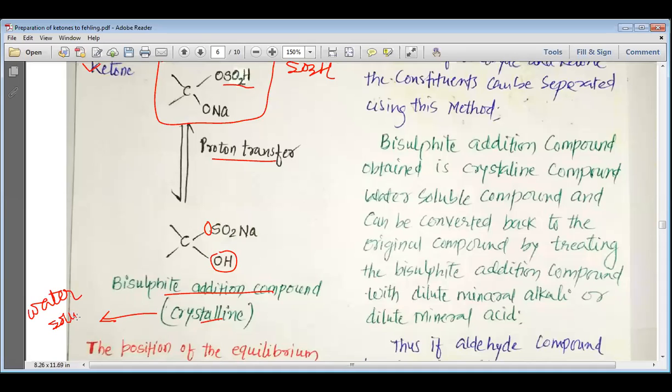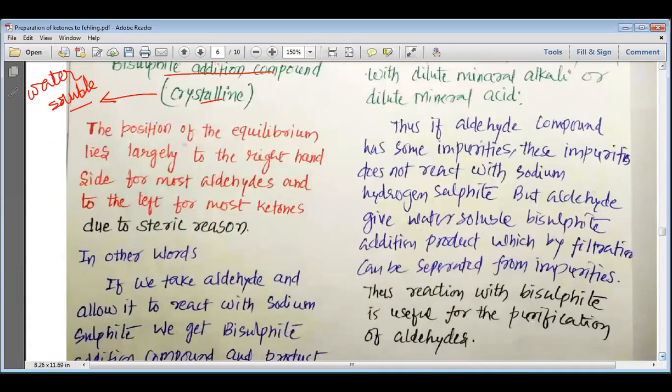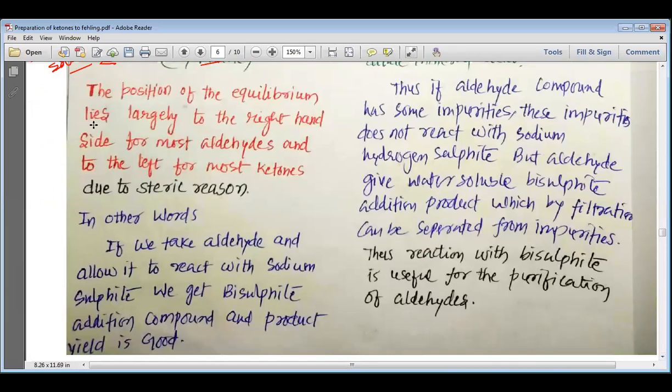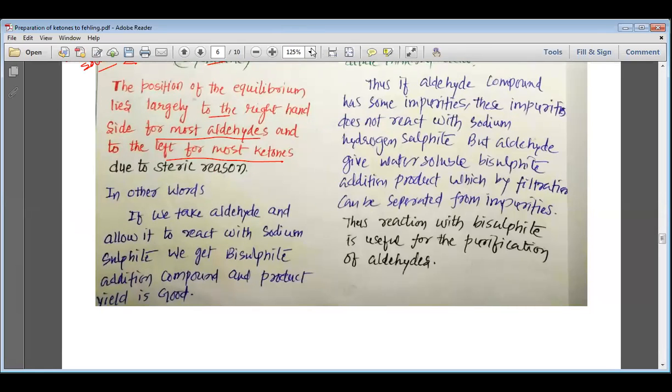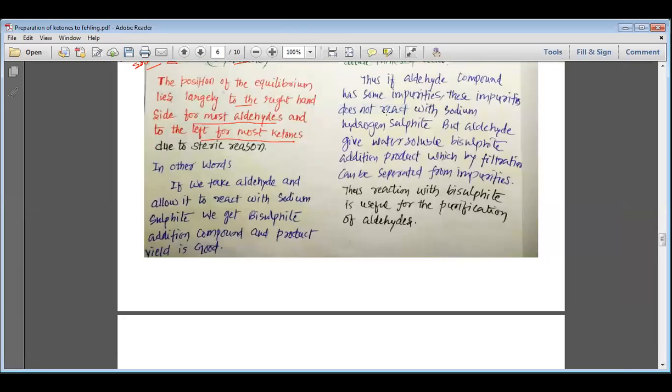So this bisulfite compound that we get is a water soluble compound. Let us see how it is useful, or why we prefer this reaction. The position of the equilibrium lies largely to the right hand side for most of the aldehydes and to the left hand side for most of the ketones. Now let us understand what this statement tells us.